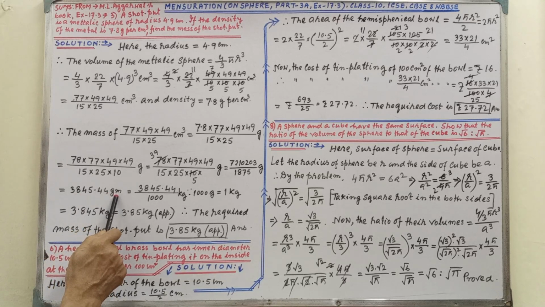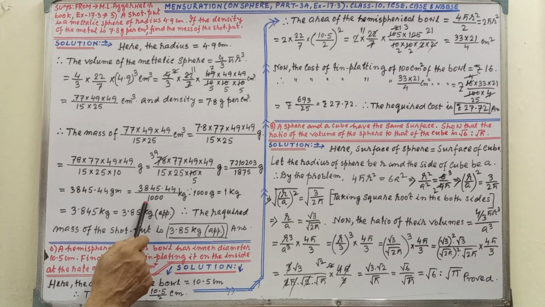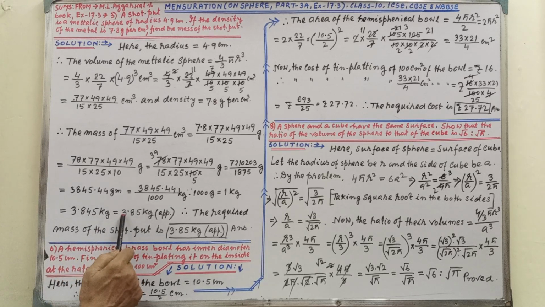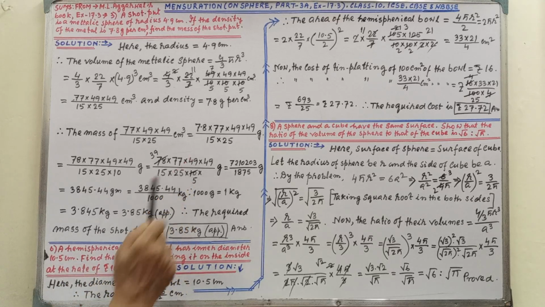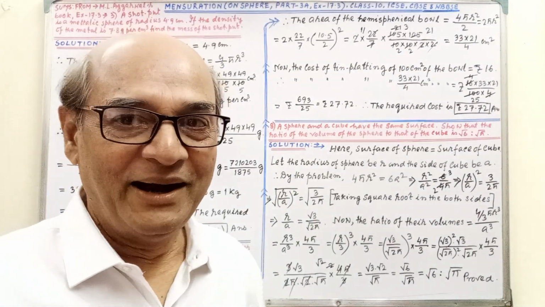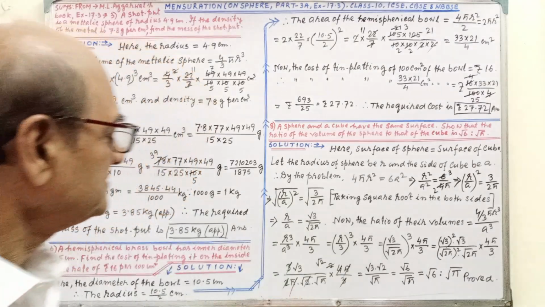Then we have to convert this gram into kilogram. 1000 gram equal to 1 kilogram. This is why we have to divide by 1000. After divide 1000, we are getting 3.845 kg. By round figure, we are getting 3.85 kg approximately. Therefore, the required mass of the shot put is this kilogram. Here, calculation little bit is big. You have to pay your full attention. Multiplication you have to do attentively.